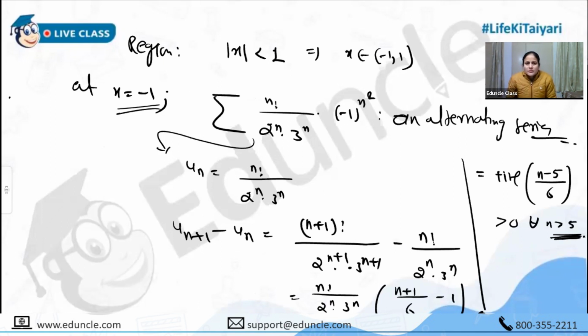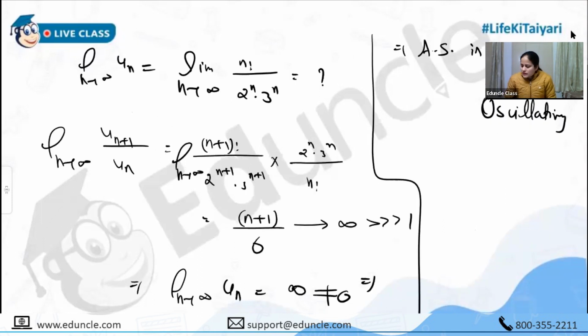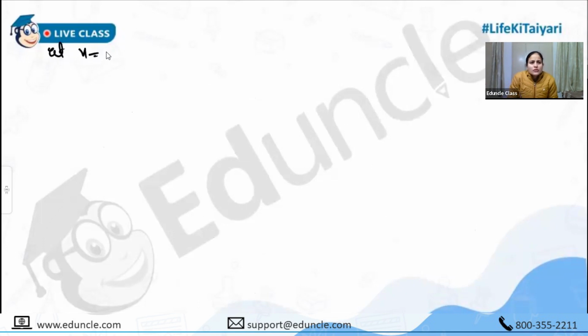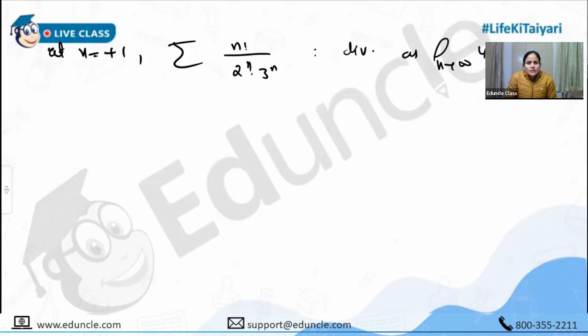In the same way, if you look at +1, at x equal to +1, the series is nothing but n factorial upon 2 raised to n into 3 raised to n. Clearly divergent. Reason: the limit as n tends to infinity of the nth term is infinity, not equal to 0. If the nth term limit is not equal to 0, the series will not be convergent. And here I have a positive term series which is not convergent, which implies the series is divergent. Okay. So at plus minus 1 my series is not convergent.